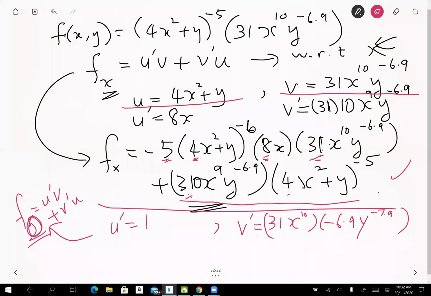If we only want to find the derivative. Of course, if you want to find another thing, maximum or minimum, then you have to simplify it. So finish this one up. You put everything in the formula: u prime is 1 multiplied by v, and then plus v prime, which is the one that I got there, multiplied by u. Don't have to simplify.